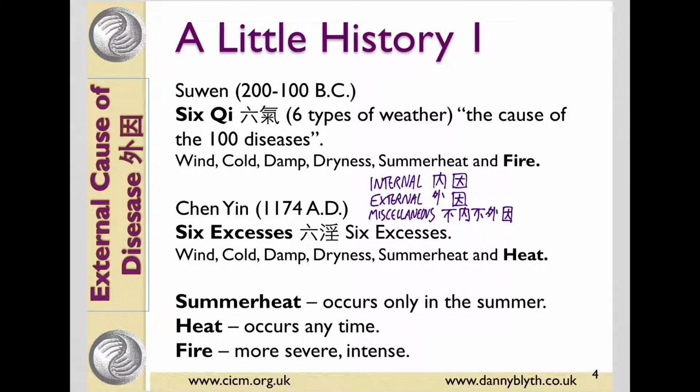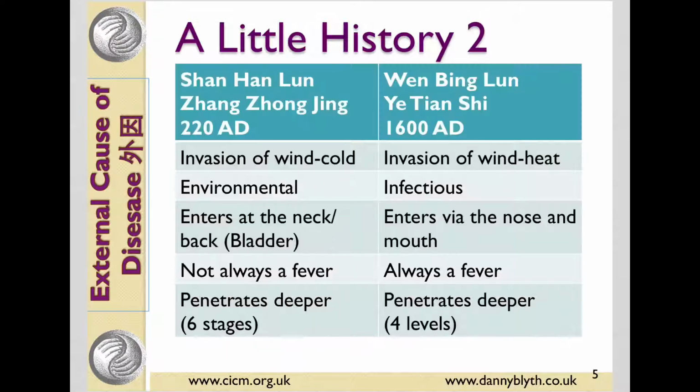He was also the first person to divide disease into internal causes, the emotions; external causes, which we're going to talk about now; and the miscellaneous causes, which you'll see are the not internal and not external causes, so lifestyle factors. And the idea of external pathogenic factors causing illness was developed in the Shanghan Lun, wind cold penetrating through the 6 stages, and later in the Wenbing Lun, wind heat penetrating through the 4 levels.